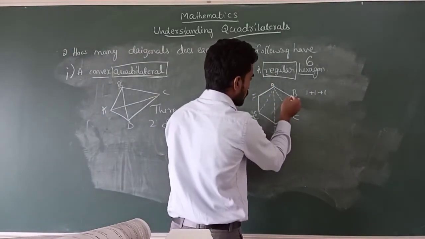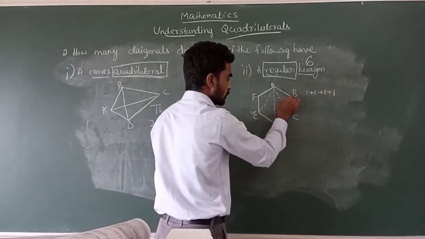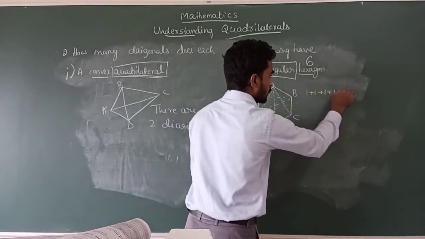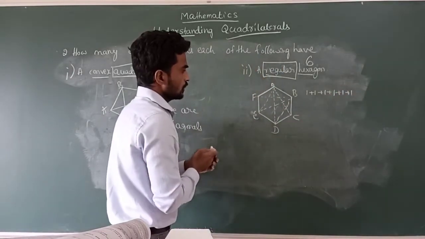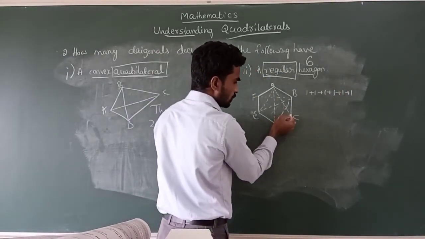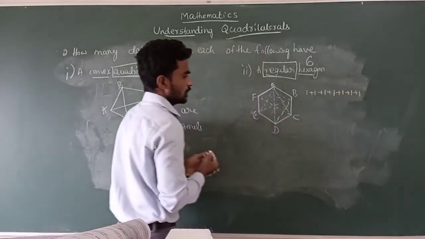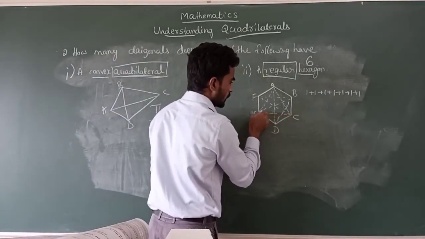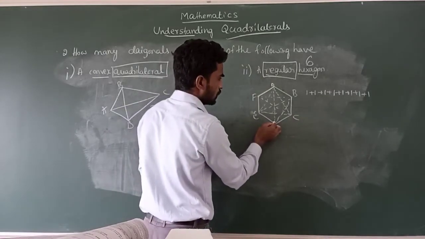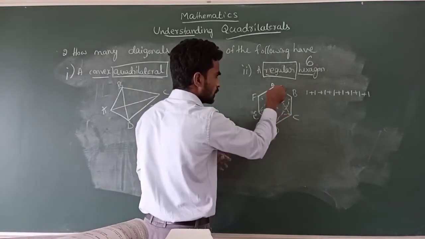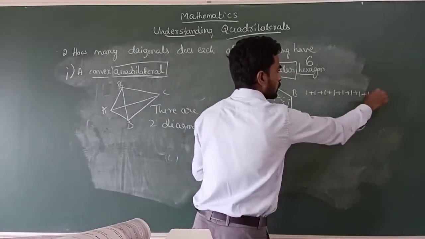Now we can join from point B: BE, BF plus 1. Next, B and E, another one. Next, B and D, another one. Now from point C: C and F, and also C and E. From point D, BD is already joined and AD is already joined, and the remaining one is DF, plus 1. How many are there?